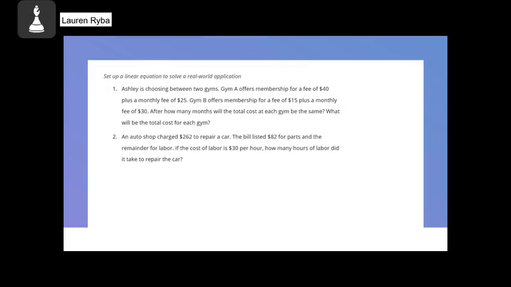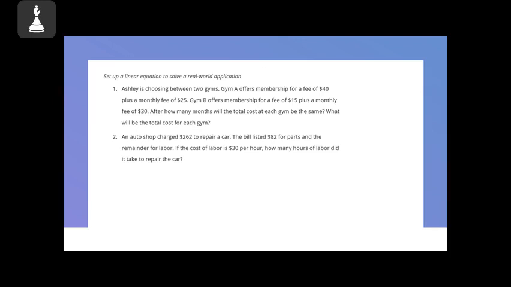First problem says, Ashley is choosing between two gyms. Gym A offers a membership fee of $40 plus a monthly fee of $25. Gym B offers a membership fee of $15 plus a monthly fee of $30. How many months will the total cost at each gym be the same, and what is the total cost for each gym?